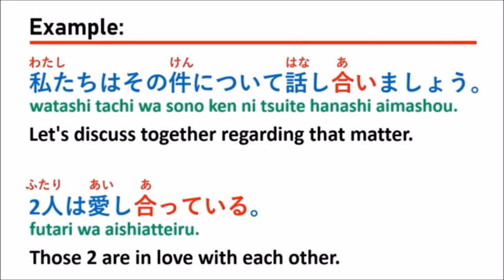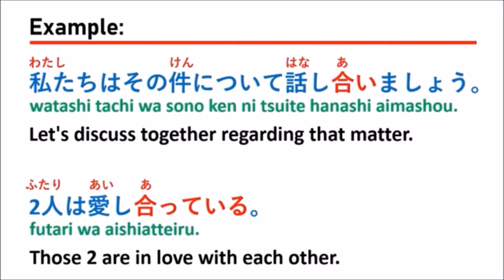In these two sentences, for the first sentence, you will see ai with the verb hanasu. If you change the verb hanasu to masu form, we get hanashimasu. So we cut the masu out, leaving only hanashi, followed by ai. So we can say hanashi aimashou, which means talk together, talk to each other.